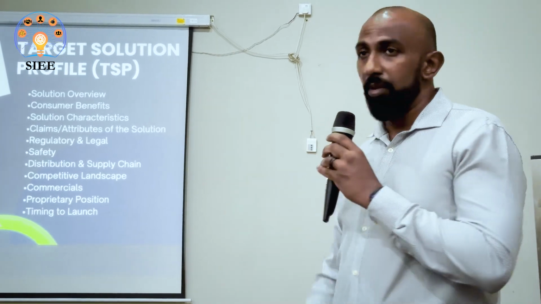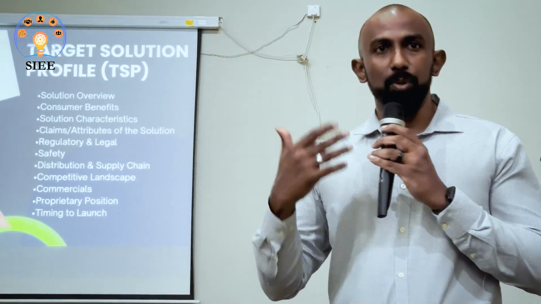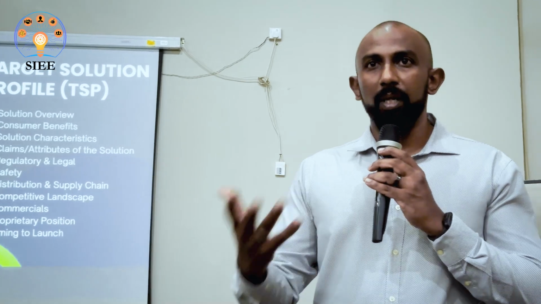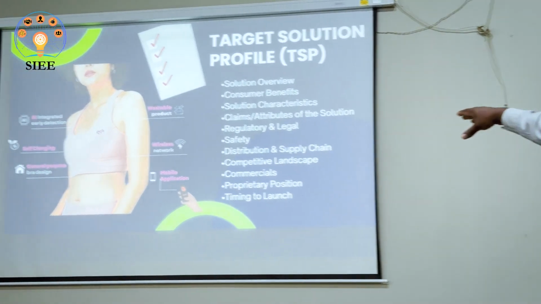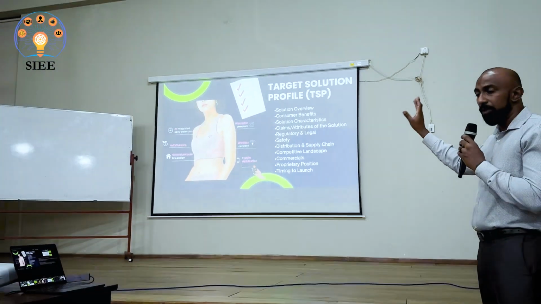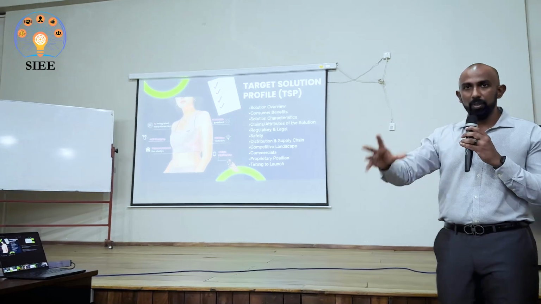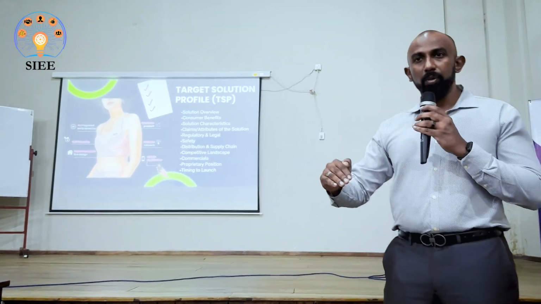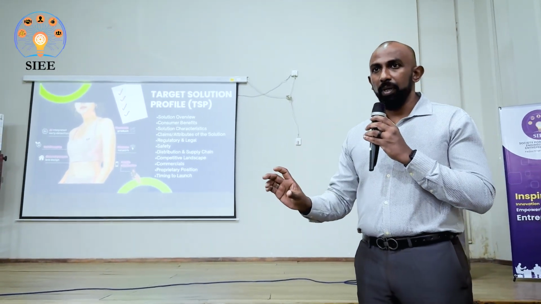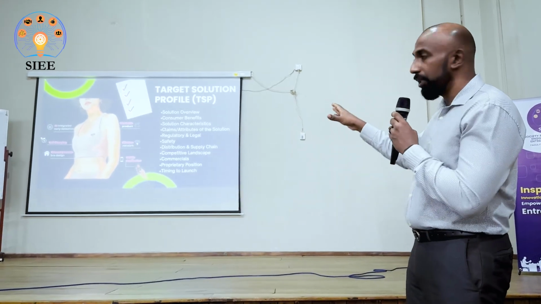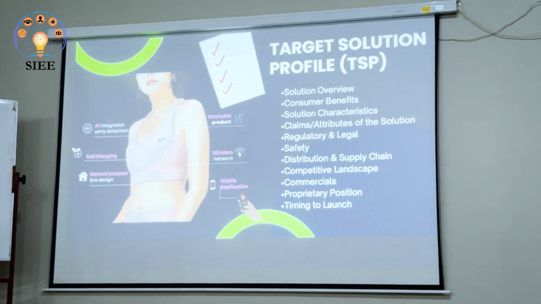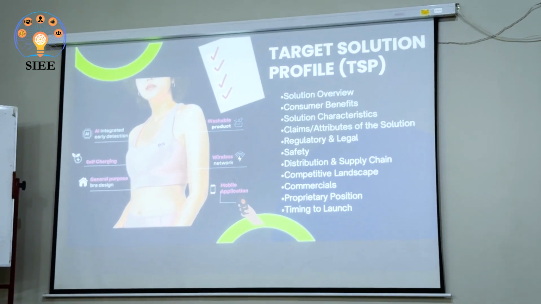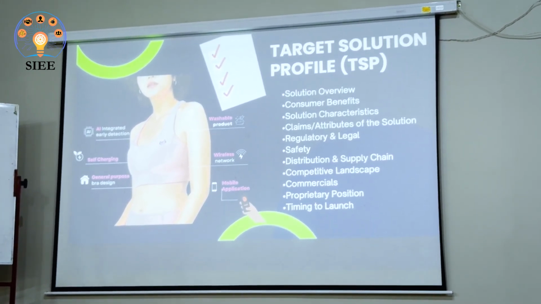And it's a general purpose bra. That means you can use it as a normal bra, the kind they normally wear, right? So these are the few items that you need to have in a target solution profile. When you are developing your project, you need to have a document, target solution profile, saying solution overview, consumer benefit, how your product will benefit your consumer. So it has to be really clearly matched against your problem statement.